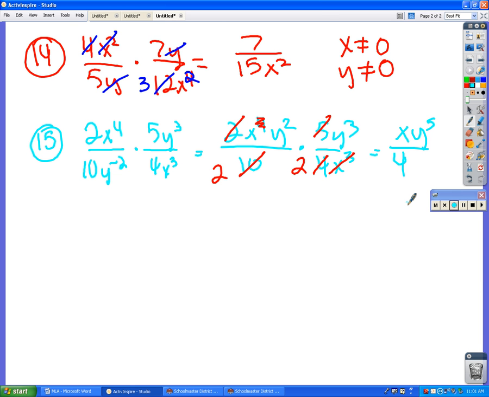Okay, so for the restrictions, I need to go back to the very original problem. Is it 0 and 0 again? No. X cannot equal what? 0, because if I plug in 0 here, then I'll get 0 on the bottom. But y can be anything it wants, because it's actually on top. There's no restriction that we need to put on y. I would just write x cannot equal 0 and leave y out altogether.